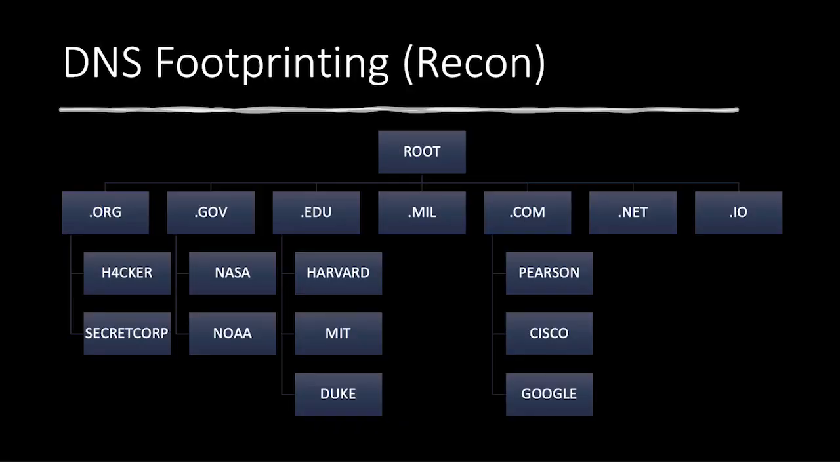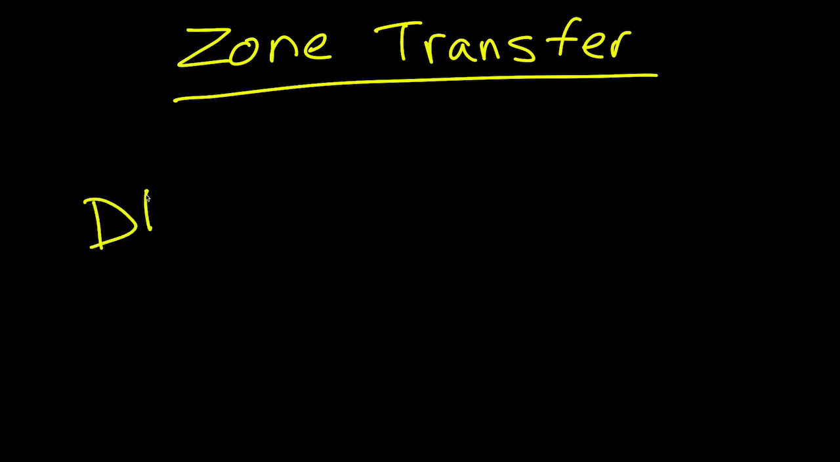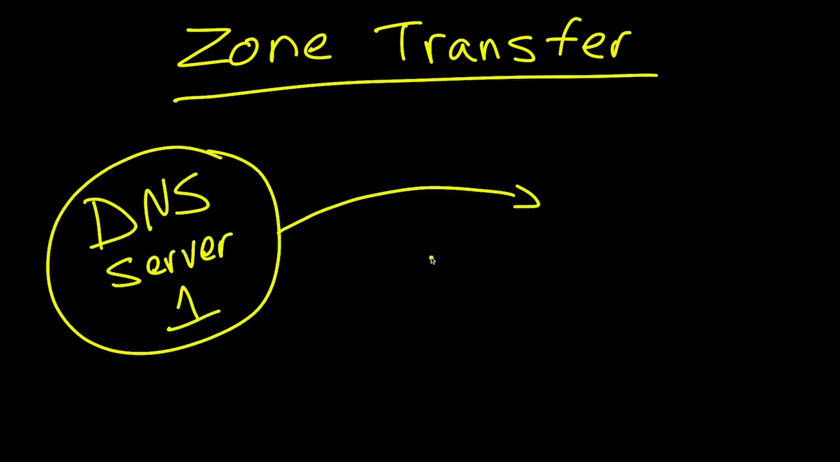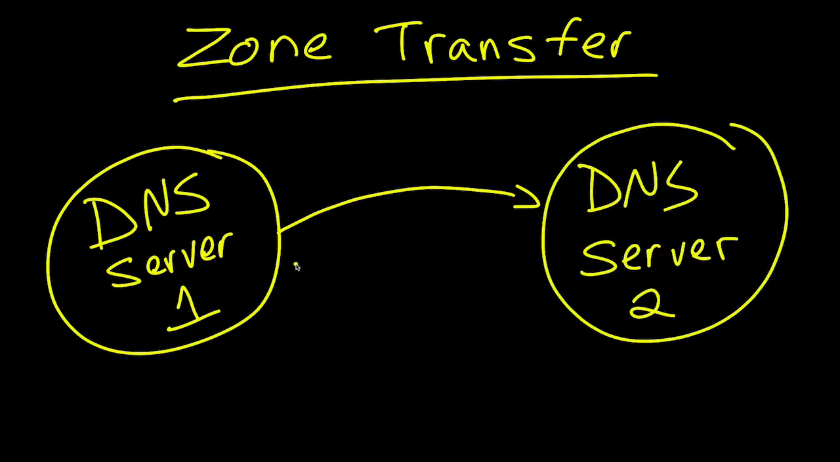Now, there are different tactics and techniques where an attacker can perform different types of DNS footprinting, reconnaissance, or enumeration, right? One of those techniques is a zone transfer attack. A zone transfer is a mechanism used by DNS servers to update another DNS server by transferring the contents of their database, basically what we call a zone in a DNS implementation.